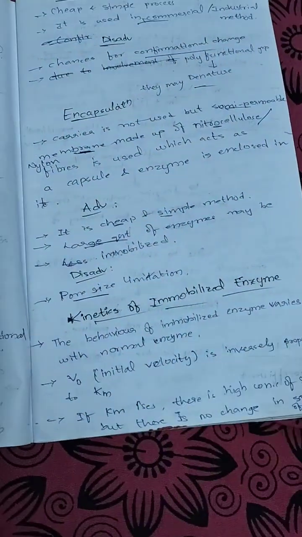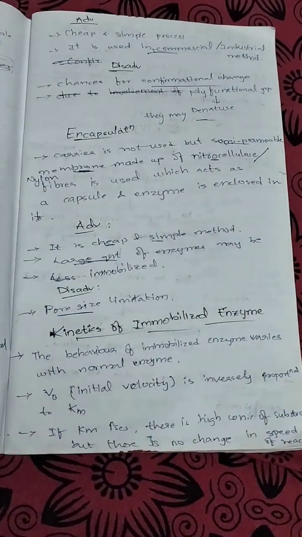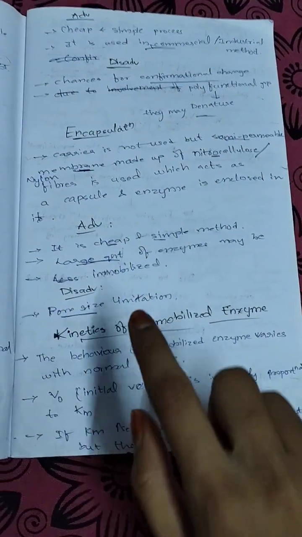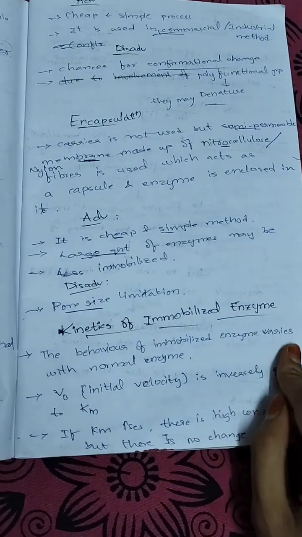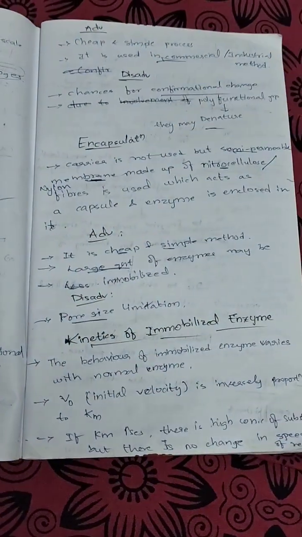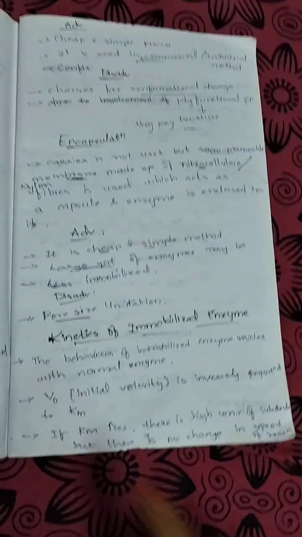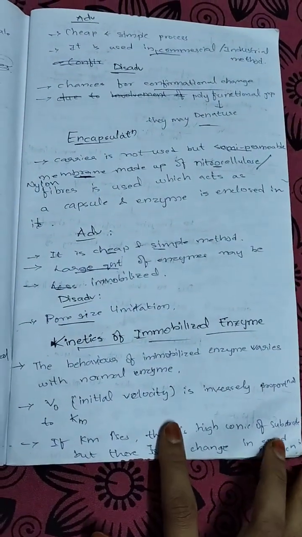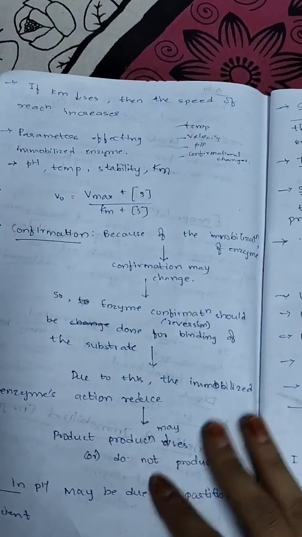Next is kinetics of immobilized enzyme. The immobilized enzyme varies from normal enzymes in behavior. V0 is directly proportional to Km. So there is no need to know about the kinetics.